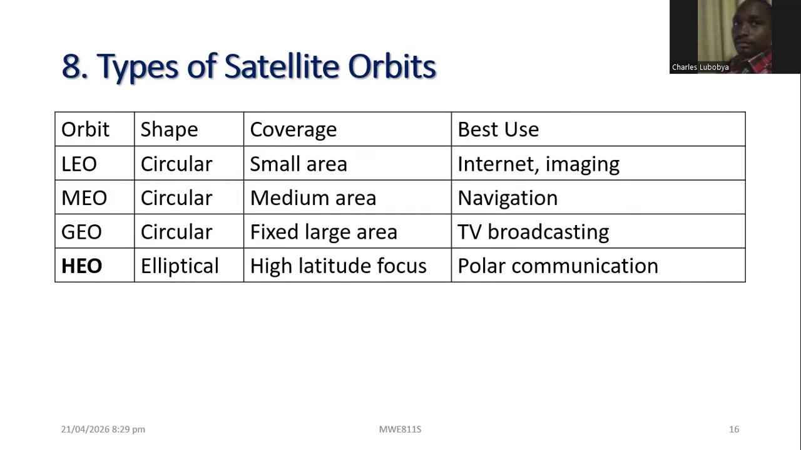It has a fixed large area of coverage, but there are areas where it cannot cover. Therefore, we employ the elliptical Earth orbit type of satellite, which focuses mainly at the North Pole and the South Pole, and it's used mainly for polar communication, but you can also use a bit of it for television broadcasting to complement GEO.